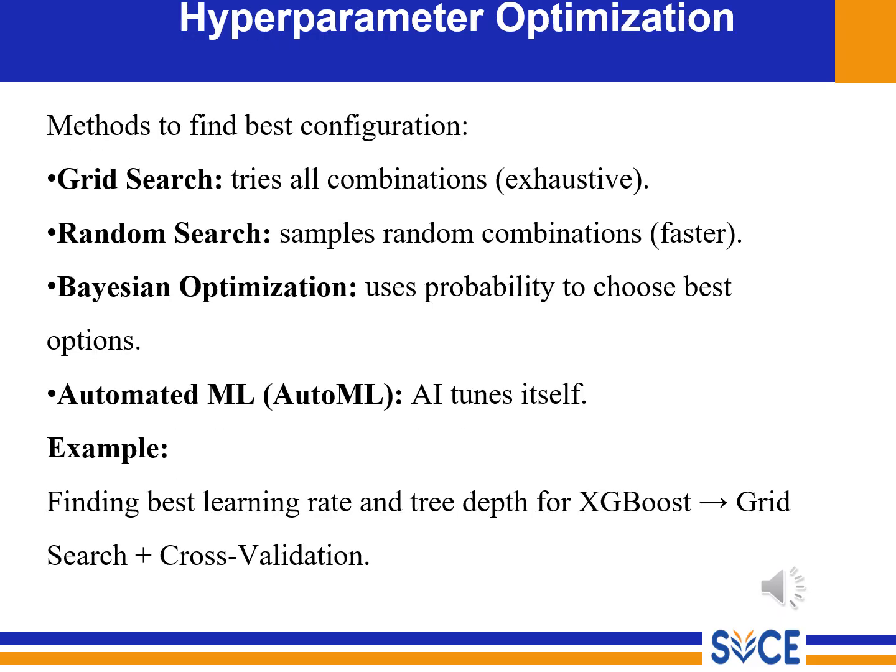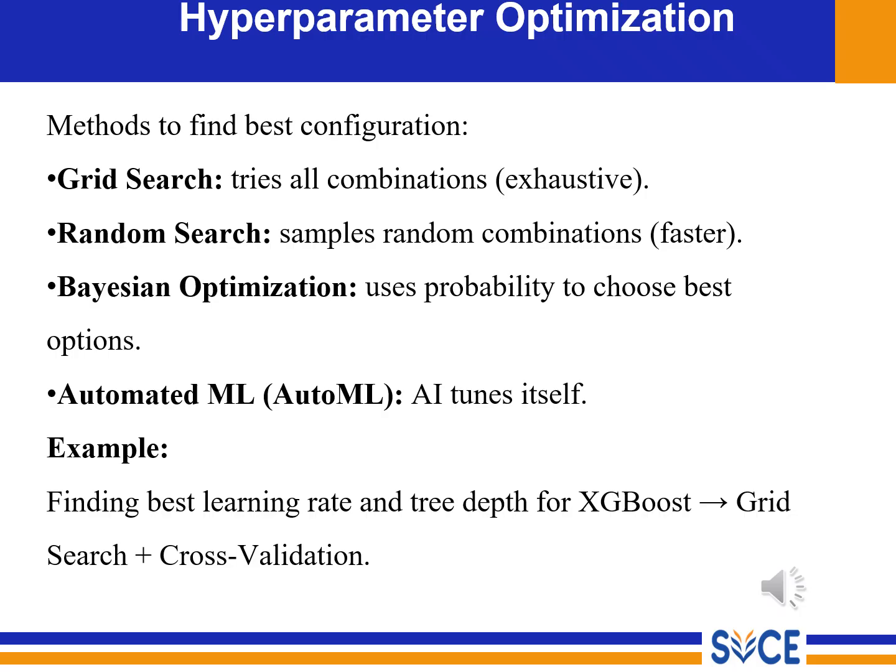Now let us see how we choose the best hyperparameters, which means hyperparameter tuning methods. The first one is grid search. Grid search means try all the combinations. Accurate but slow. The second one is random search, which tries random combinations. It is faster than grid search.